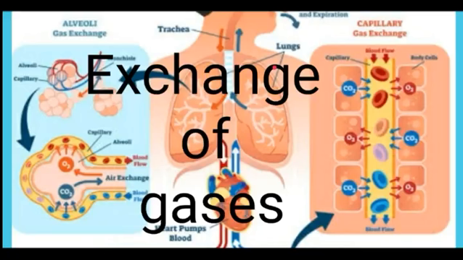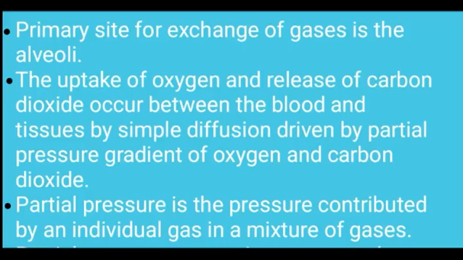Hi students, in this video we are going to learn about exchange of gases. The primary site of gas exchange is the alveoli. The uptake of oxygen and release of carbon dioxide occurs between the blood and the tissues by simple diffusion, which is driven by the partial pressure gradient of oxygen and carbon dioxide.